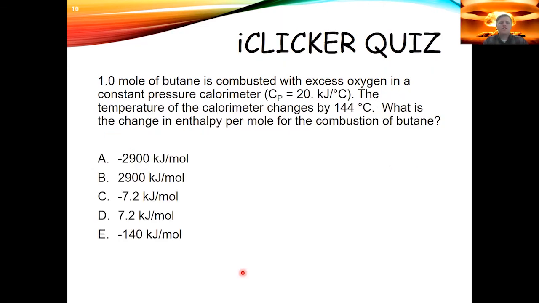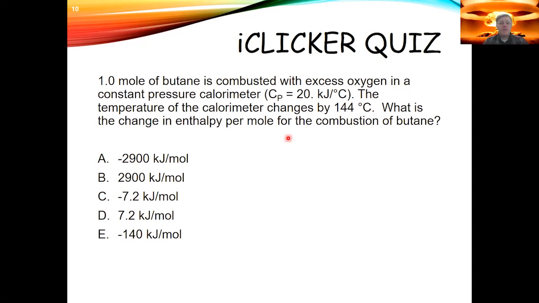Let me let you try this now. I'm going to have 1 mole of butane. It's combusted with excess oxygen in a constant pressure calorimeter. I've got my heat capacity of my calorimeter here. The temperature of the calorimeter changes by 144 degrees Celsius. What is the change in enthalpy per mole of the combustion of butane? Go ahead and pause the video here, try and figure this out.